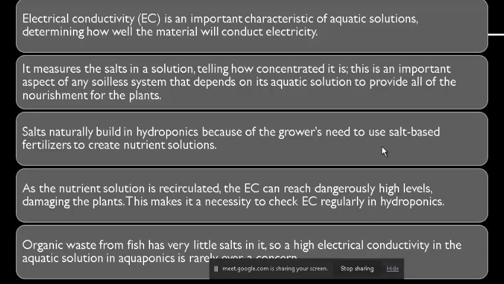Right? So the salts are binding to all the nutrients, making them precipitate. Okay, that is the problem.